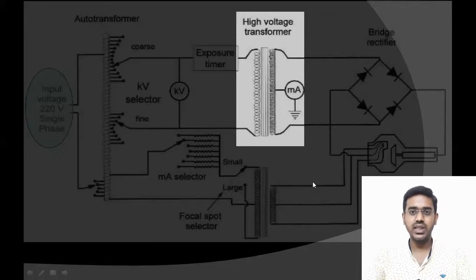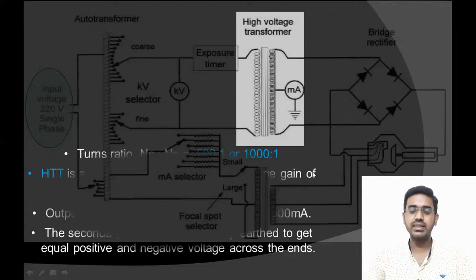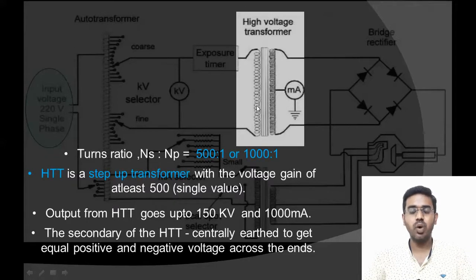This is the high voltage transformer. This high voltage transformer is a step-up transformer with voltage gain of at least 500. The voltage gain will be a single value, that is, a fixed value per transformer. Here the turns ratio may vary depending on the machine. Typical turns ratios are 500:1 and 1000:1.